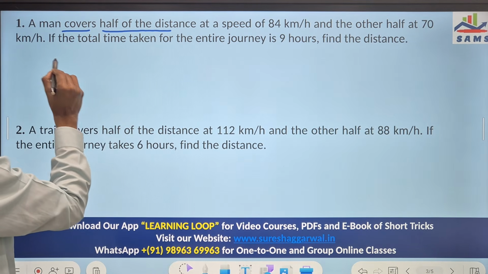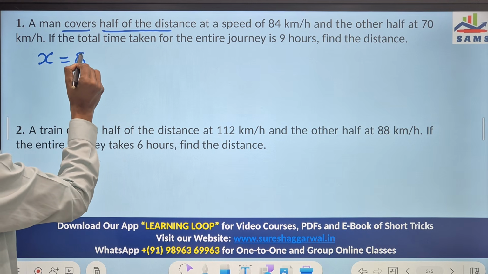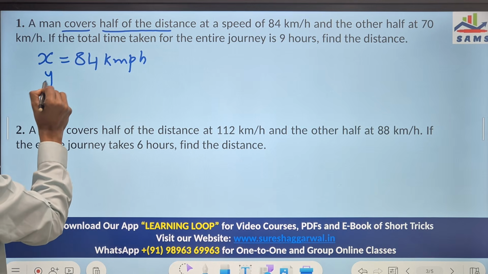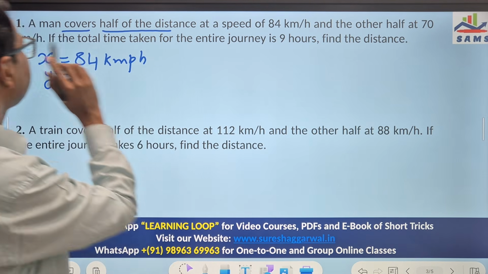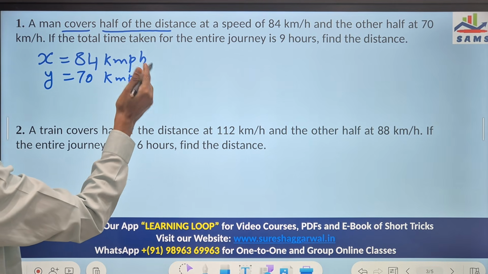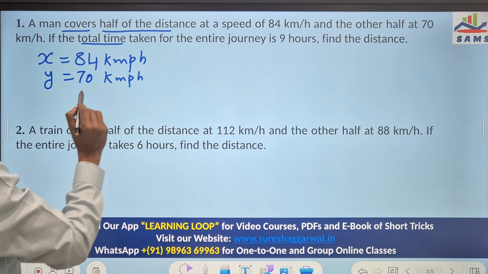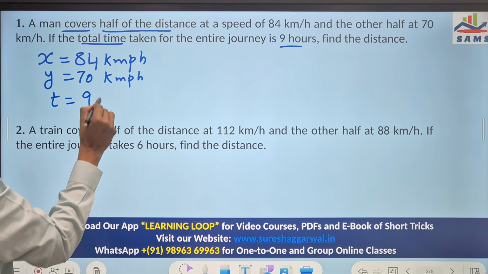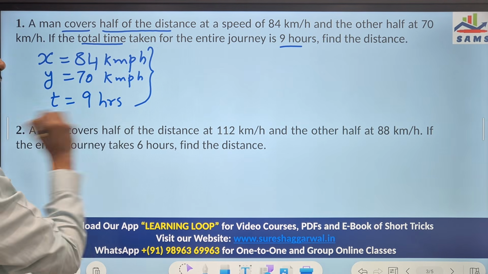So 84 kmph, this is x, and the second speed is 70 kmph. I'm not bothered about how much the distance is, obviously we have to find that, and the total time t is 9 hours. So no conversion required here.